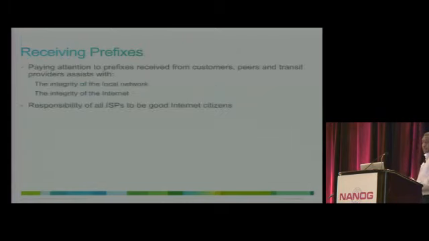Okay. So in summary, it's important to pay attention to what types of prefixes you are receiving from your customers, your peers, as well as from transit providers. It's important for the integrity of your own network, as well as for the integrity of the internet. Any questions?